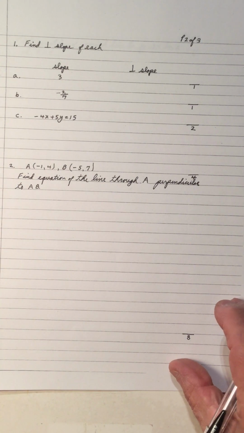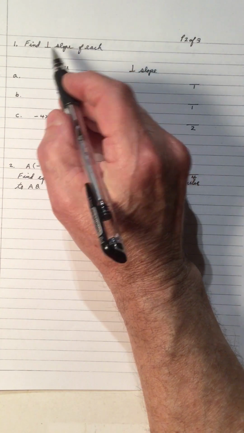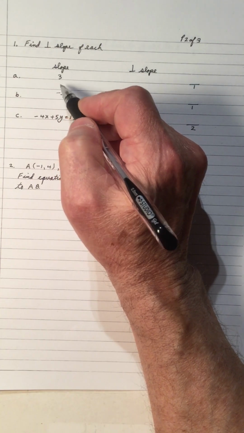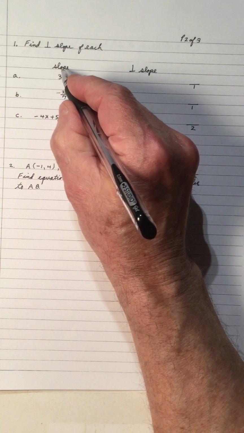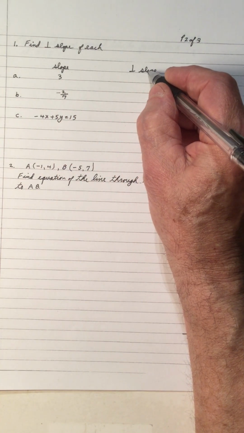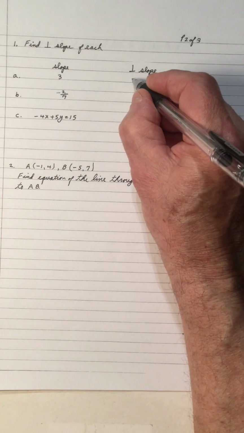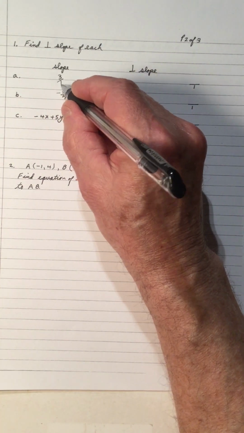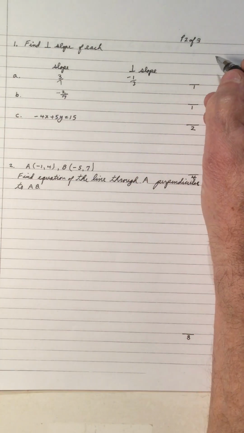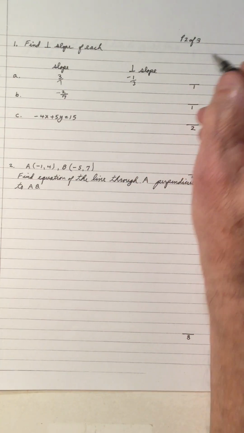Number 1, find the perpendicular slope of each. What I mean is find the slope of the line perpendicular to the line which has these slopes. So if a line has a slope of 3, then the slope of the perpendicular line is the negative reciprocal. So that's 3 over 1, so the reciprocal is 1 over 3, and it's negative, so negative 1/3. Give yourself a mark.